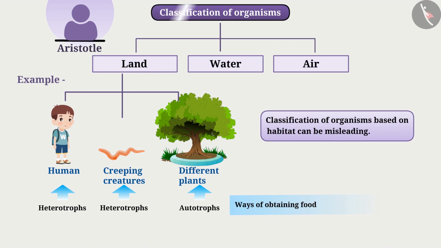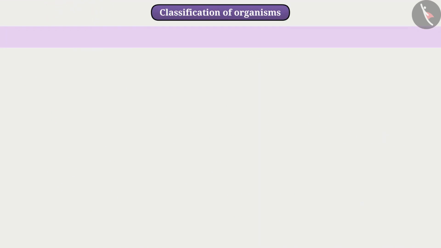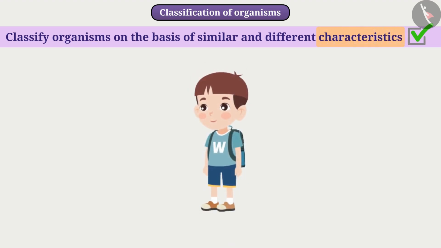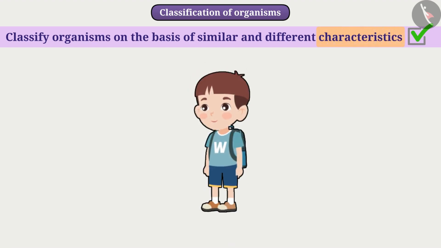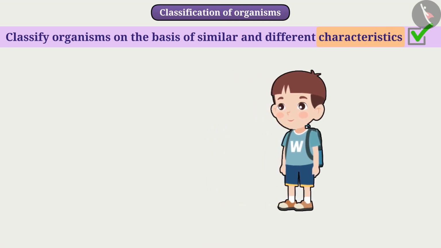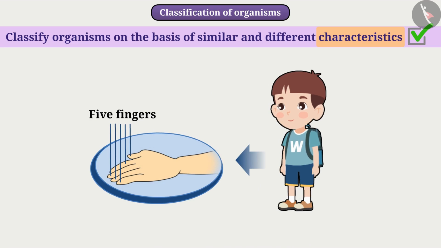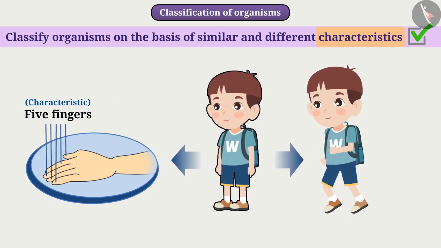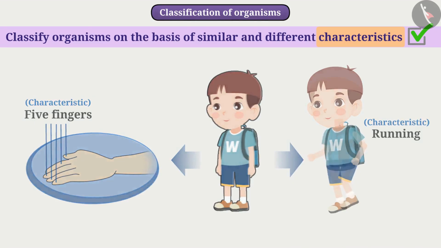Another way of classifying organisms is to classify the organism on the basis of similar and different characteristics. Characteristics are the visible features of an organism. For example, a specific feature of an organism, such as having 5 fingers in the hand, is a characteristic. Similarly, specific tasks, such as the ability to run, are also a characteristic.